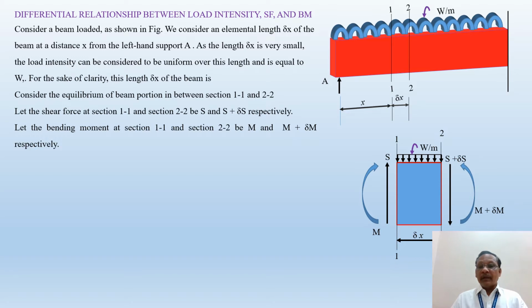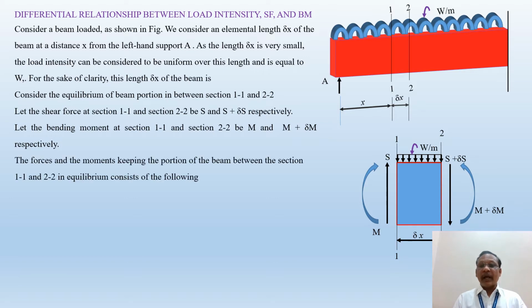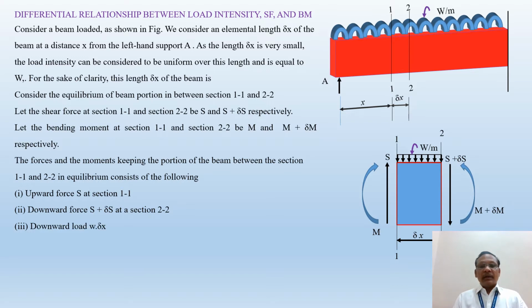Then you apply the conditions of equilibrium to this free body diagram of sections 1 and 2. What are the forces acting? One is the upward shear force S acting at section 1, bending moment M at section 1, then the downward forces and moments. Now you apply sigma Fy is equal to 0. Here sigma Fx is not applied because the forces are not acting along the x direction, all the forces are acting in the vertical plane. That's why sigma Fy is applied.